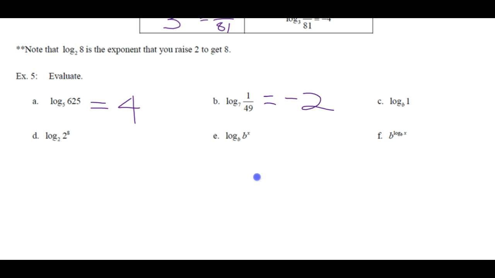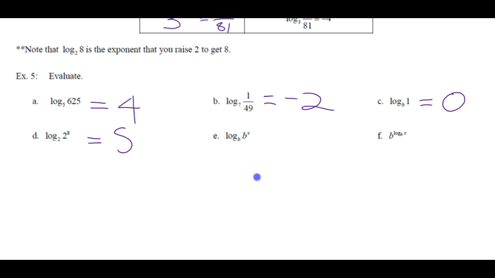Hang on, I'm on the right page. B to the what gives you 1? Yeah, anything to the what gives you 1, right? 0. The log base 2 of 2 to the 8th is 8. That's the easy one, right? 2 to the what gives you 2 to the 8th?